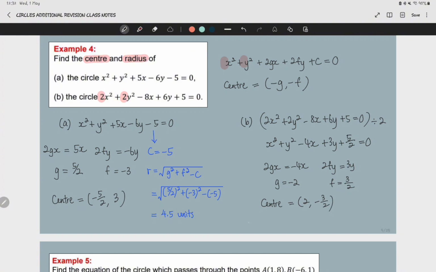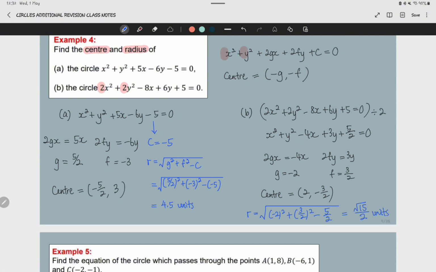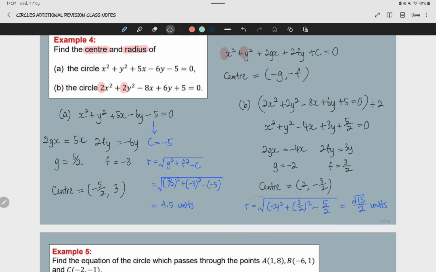Okay, so how about your radius? The radius is the blue one, right? Radius equals square root of g squared plus f squared minus c. What's your c now? Your c is 5/2. Then what do you get? Negative 2 squared plus 3/2 squared minus 5/2. You square root the answer, you get root 15/2 units. Settle. That's all. You get your center, you get your radius. That is what the question wants. You have solved the question. Full marks for you. That's it.